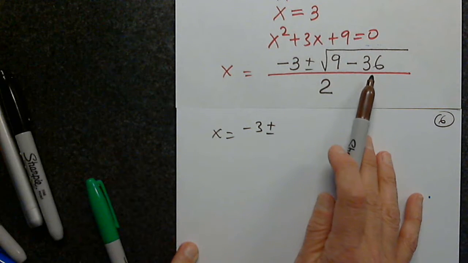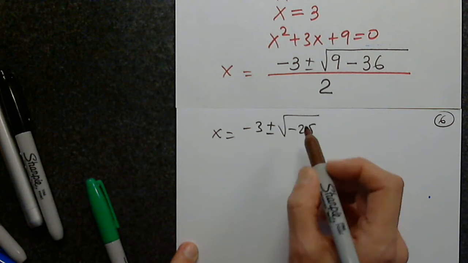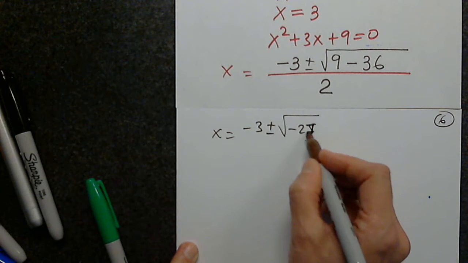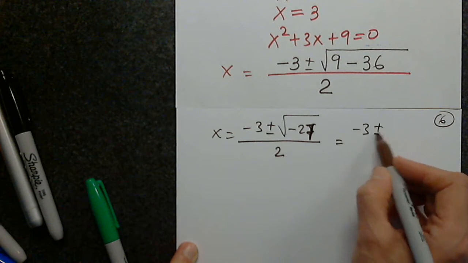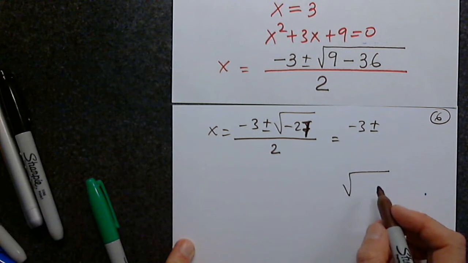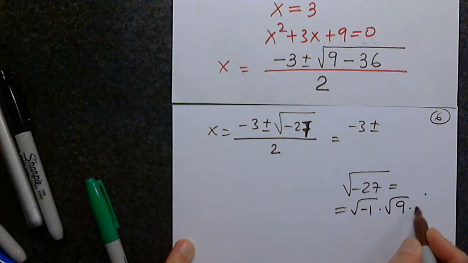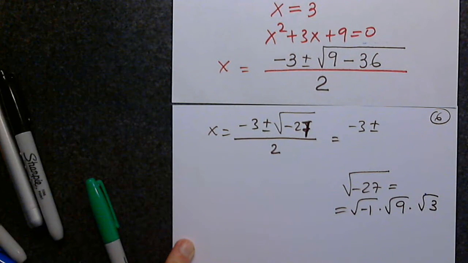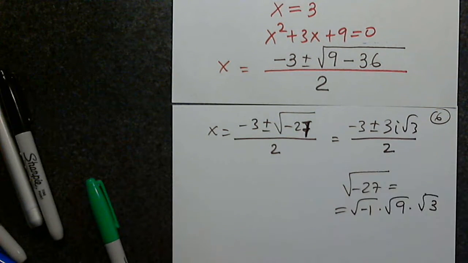So 9 minus 36. Exactly. Divided by 2. So this is negative 3 plus or minus the square root of negative 27. Exactly. Negative 27 is the square root of negative 1 times the square root of 9 times the square root of 3. Perfect. So 3, what is this? I, very good. 3i, the square root of 3, over 2.